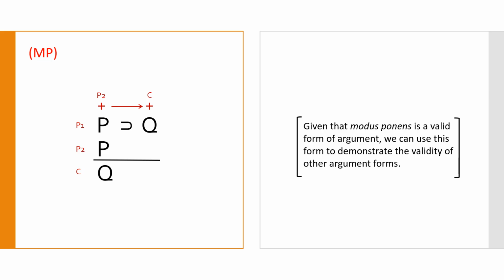Given that modus ponens is a valid form of argument, we can now use this form to demonstrate the validity of other potential argument forms. So let us consider this simple example. In the first premise, we simply get the letter P. The second premise, if P then Q. The third premise, if Q then R. And then finally, we draw the conclusion that R must be true.